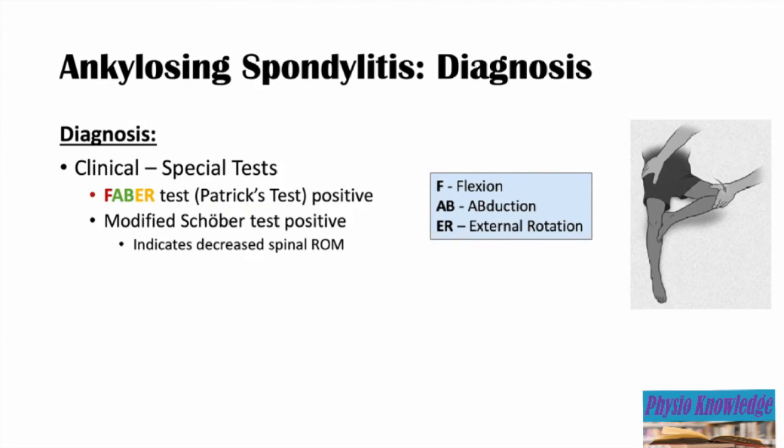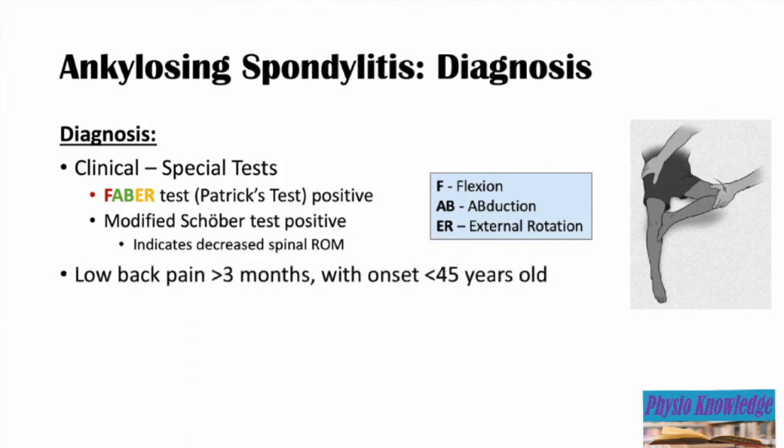But another way to make the diagnosis is by looking at how long they've had the back pain and when it started. So if they had lower inflammatory back pain that's been going on for greater than 3 months, and that back pain started when they were less than 45 years of age, that is more likely to be ankylosing spondylitis. Again, lower inflammatory back pain. So inflammatory back pain, so pain with prolonged morning stiffness, worse at night, and gets better with activity.